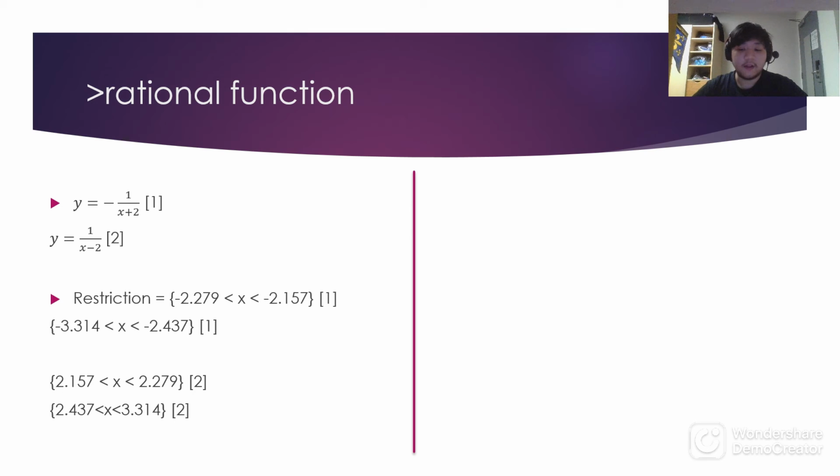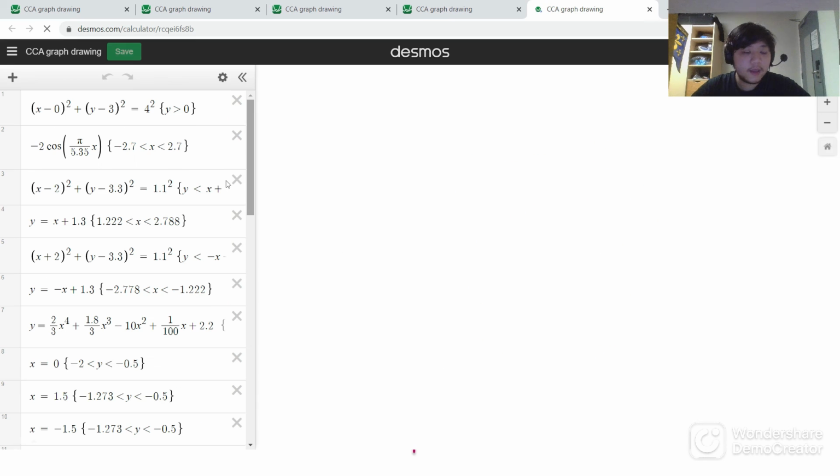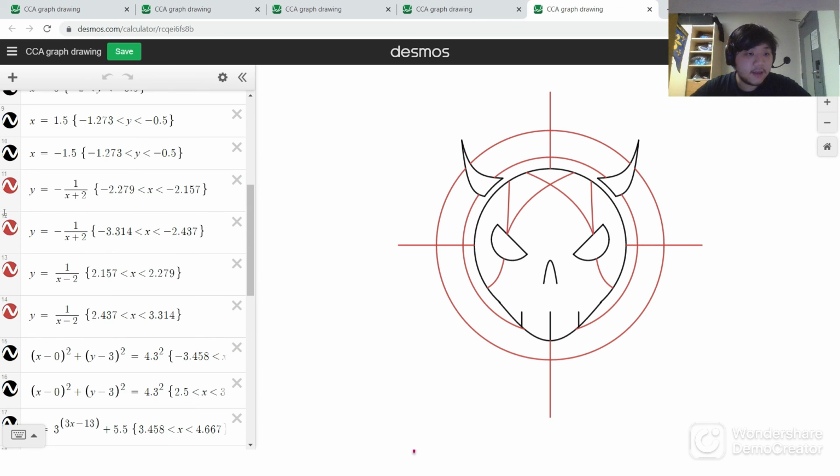rational functions, on what I use them for. For the rational functions, I use them for the markings that pass through the eye sockets on the skull at the logo. So to explain this a bit clearer, we can just follow the link that has been given to us again. And that will lead us to equation number 11 till 14.